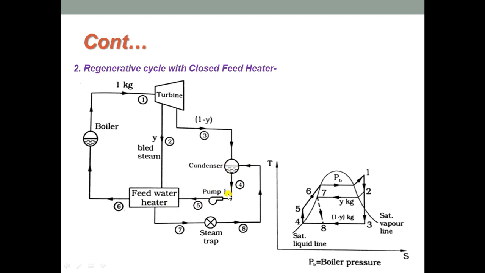So, it flows through pump 1, and then through a recuperator tube, while extracted steam from the turbine feeds over the tube and heat is transferred from the extracted steam to the feed water, resulting in an increase in temperature of the feed water that is entering the boiler. Now, consider 1 kg of steam entering the turbine at condition 1.